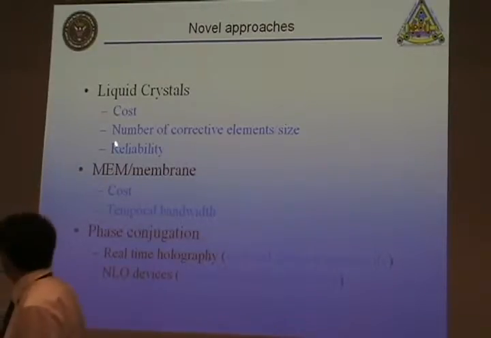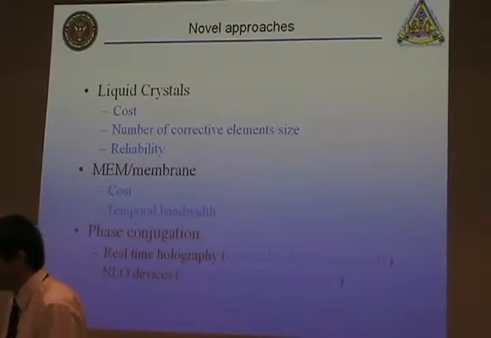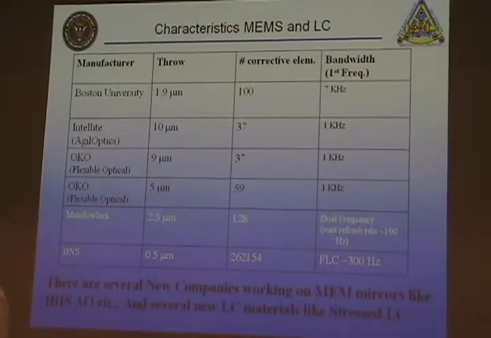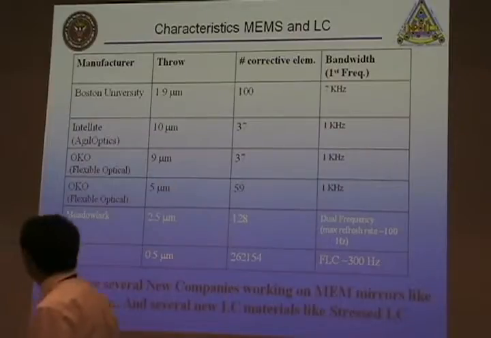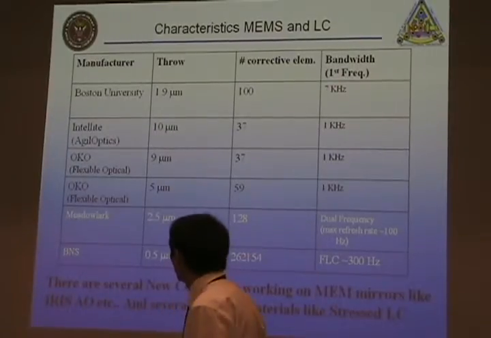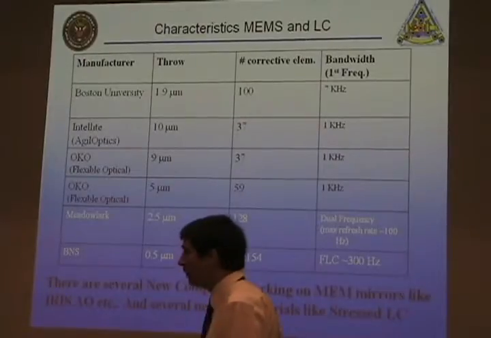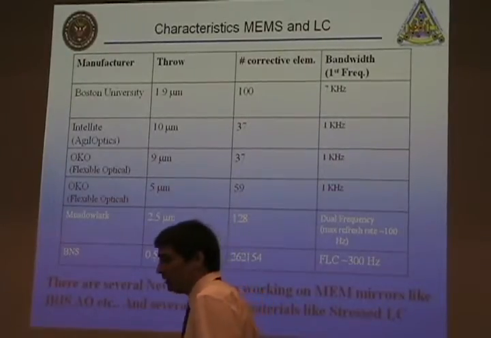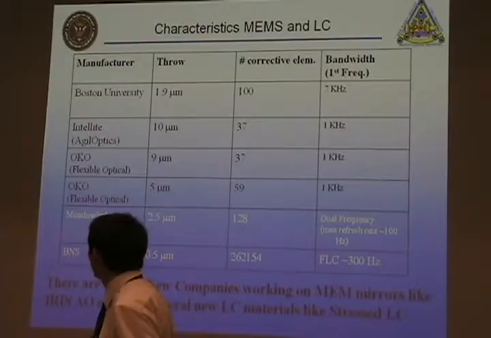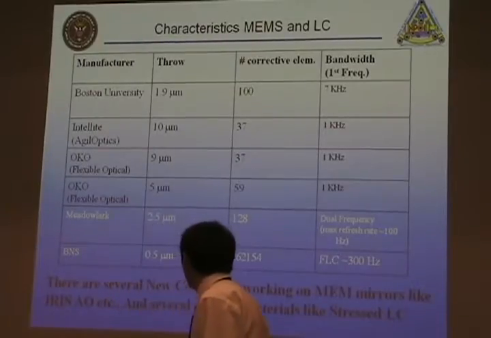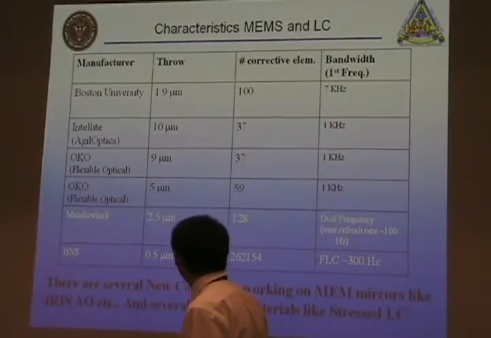The other devices we've been looking at are MEMS devices, which again you can get fairly fast, and the cost is a lot easier. And then here are some examples of some of the devices that we've worked with, showing what throws you can get with them, essentially how much aberration you can correct for, and what speeds they can operate at.